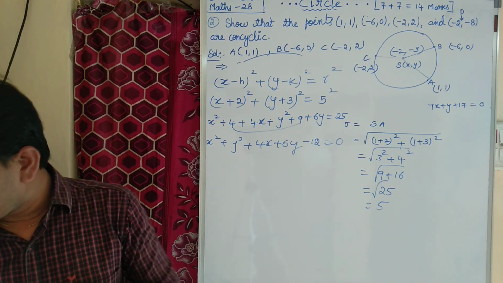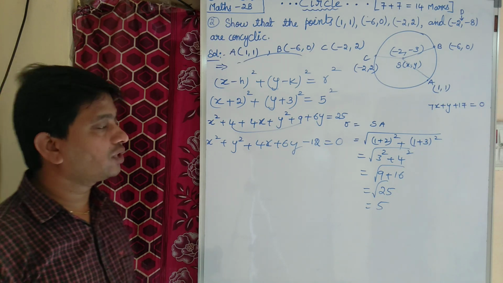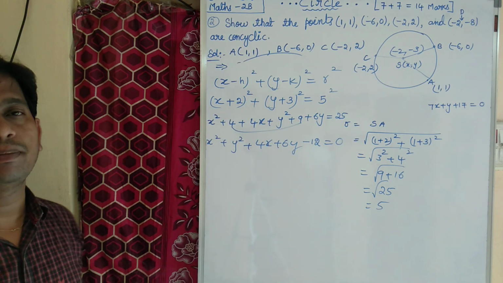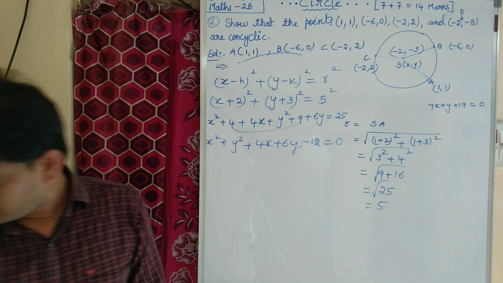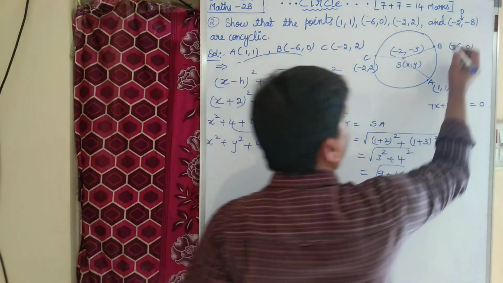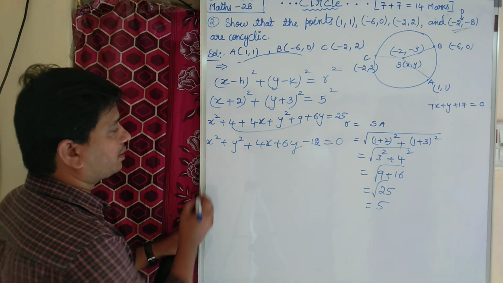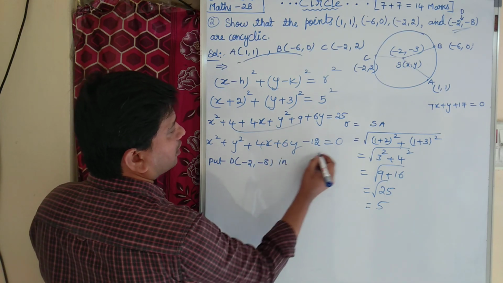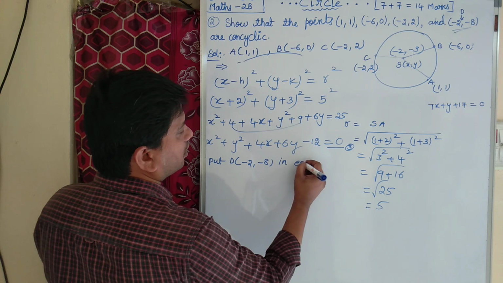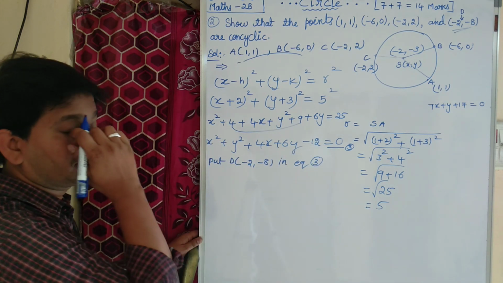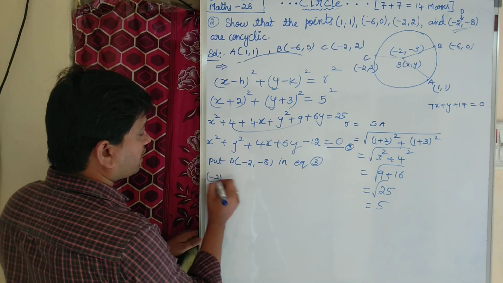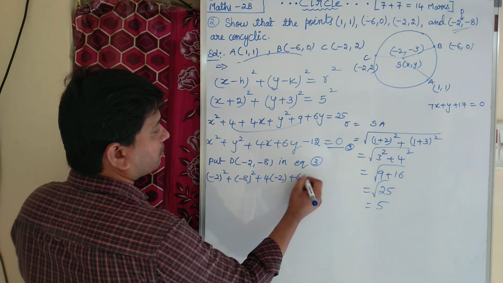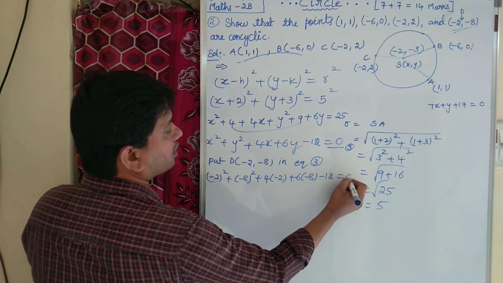So what is the equation of circle, children? x square plus y square plus 4x plus 6y minus 12 equal to 0. Till here it is the same method we did in problem number 1. Now we have point D. Put D of minus 2 comma minus 8 in the equation of circle. Minus 2 whole square plus minus 8 whole square plus 4 into minus 2 plus 6 into minus 8 minus 12 equal to 0.